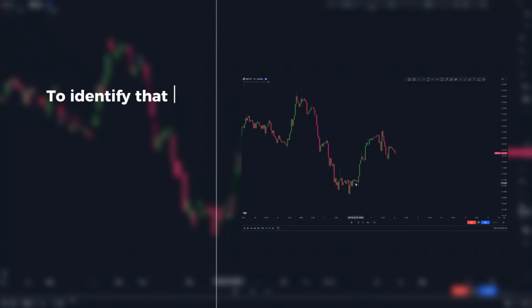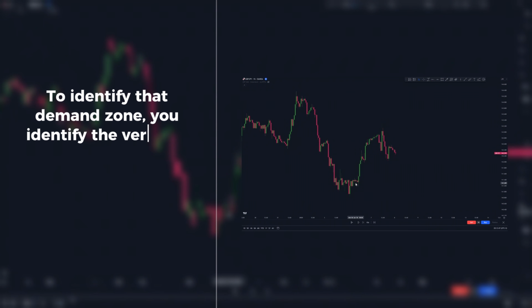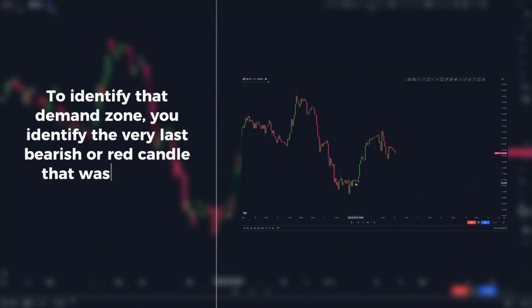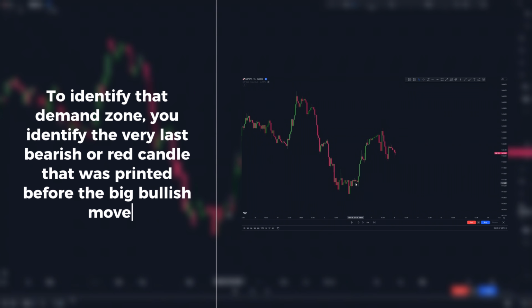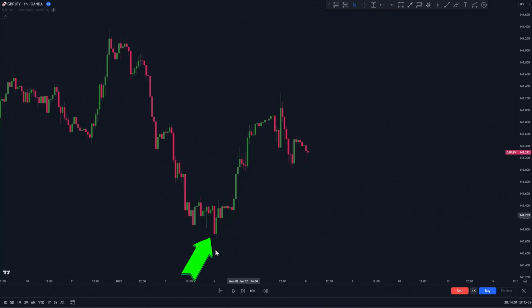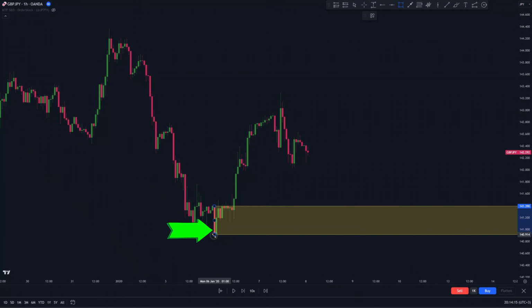To identify that demand zone, you basically identify the very last bearish or red candle that was printed before the big bullish move, which is this one right here. Take your rectangle tool and draw from the high of that candle to the low of the candle, from the upper wick to the lower wick of that candle. This is your demand zone.